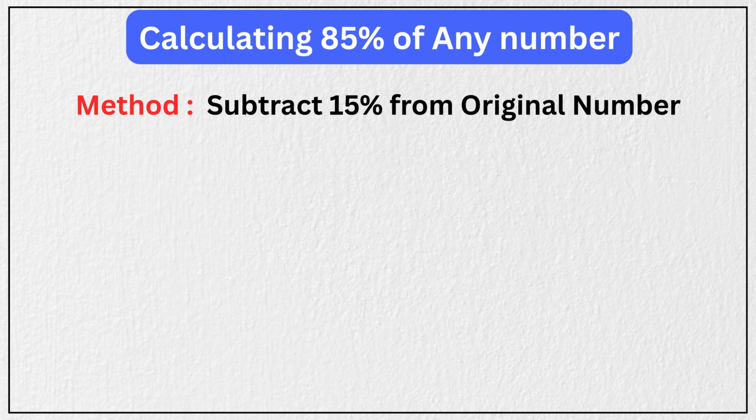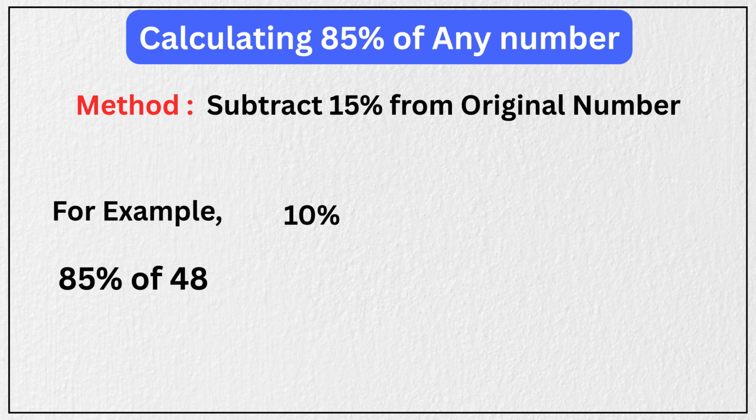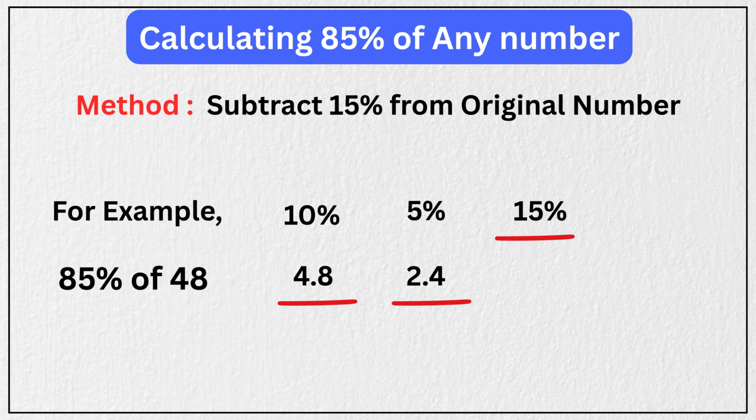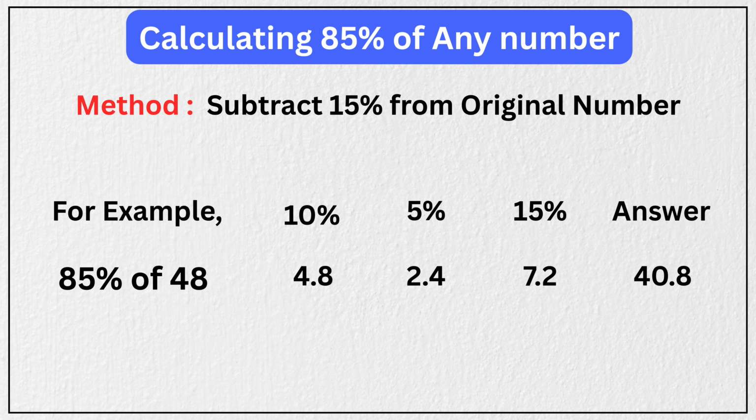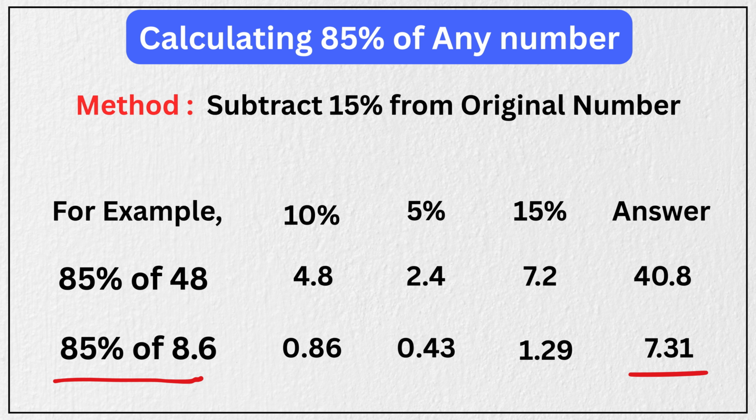To get 85%, we subtract 15% from the original number, and we already know how to calculate 15%. Example, 10% of 48 is 4.8. Half of 4.8 is 2.4. 15% is 4.8 plus 2.4, that is 7.2. So 85% of 48 is 48 minus 7.2, that is 40.8. Similarly, 85% of 8.6 is 7.31.